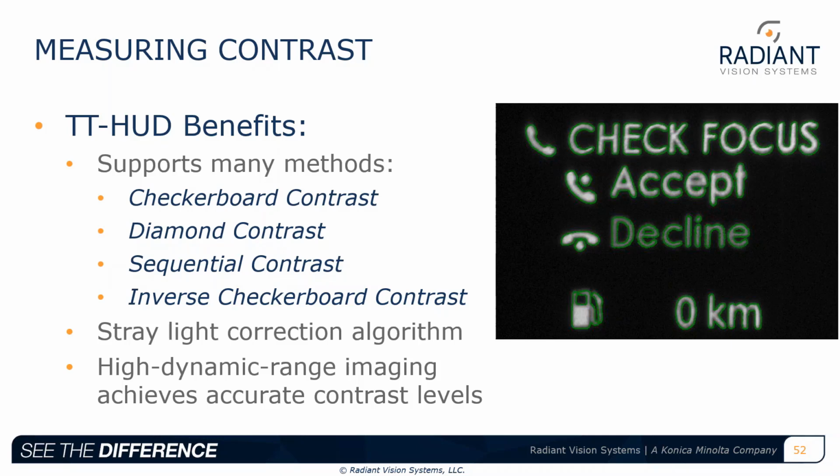One of the nice benefits about the Radiant solution is we also offer stray light correction algorithms when it comes to contrast and checkerboard measurement application, which is something that allows us to ensure appropriate information is actually being characterized. And thanks to the high dynamic range of the imaging technology that we offer, we can ensure that we're measuring accurate contrast levels across any application.